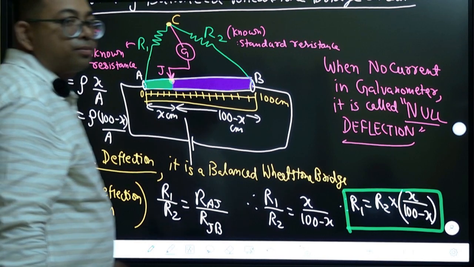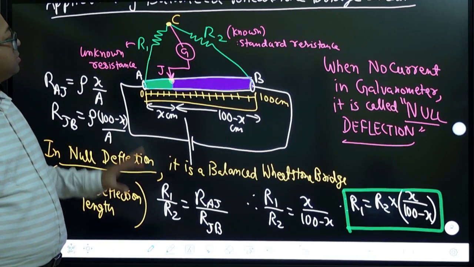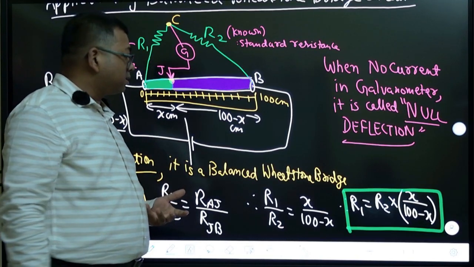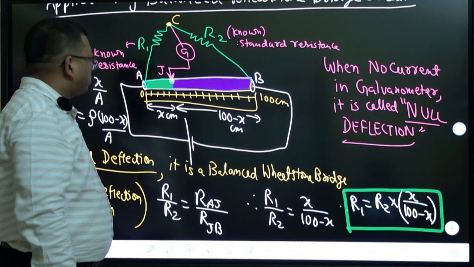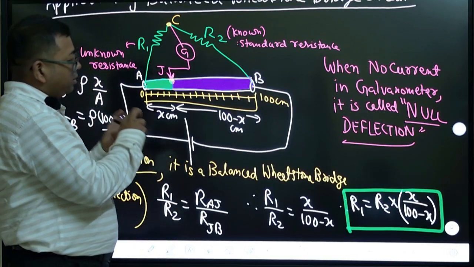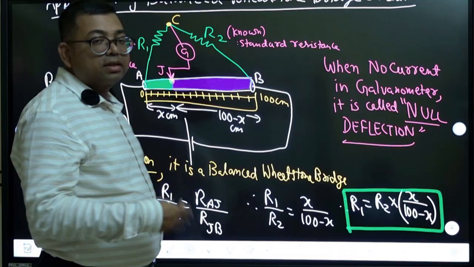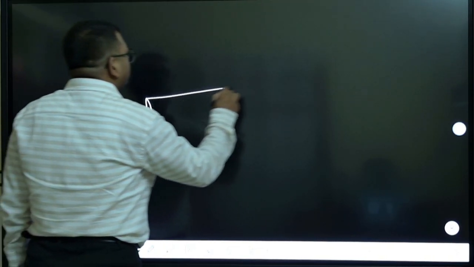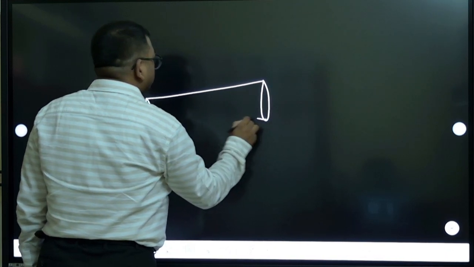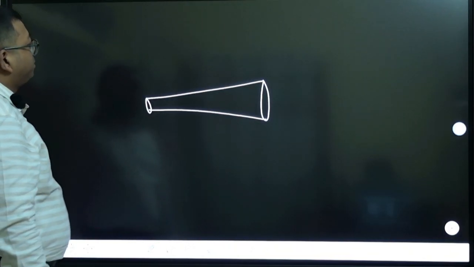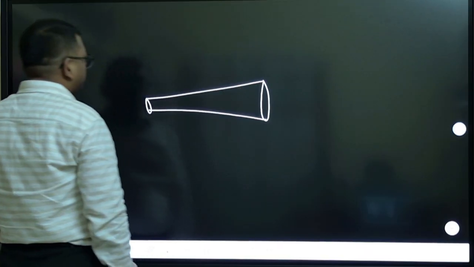Clear? Done? Okay, so this is what the Wheatstone bridge is. That's all. Now, in some cases, they may ask for some modification. Suppose they say that the wire is non-uniform and the wire radius is changing. Then in that case, how do we do that? Suppose this is a wire and the radius is changing like this.